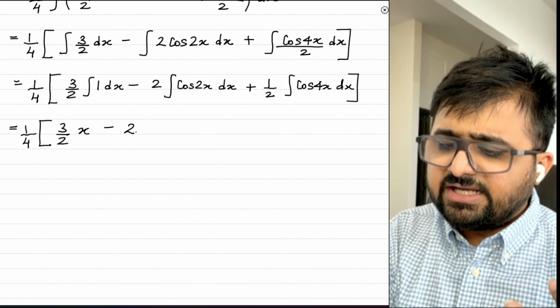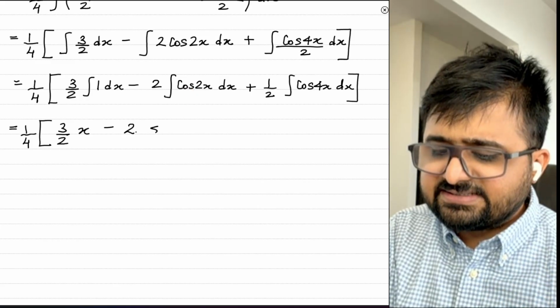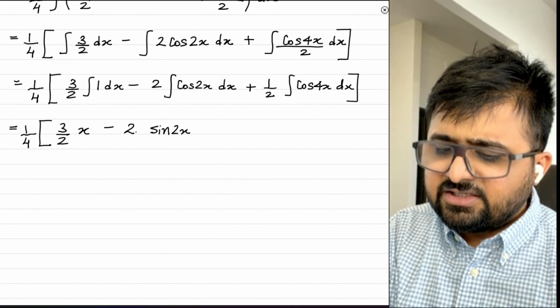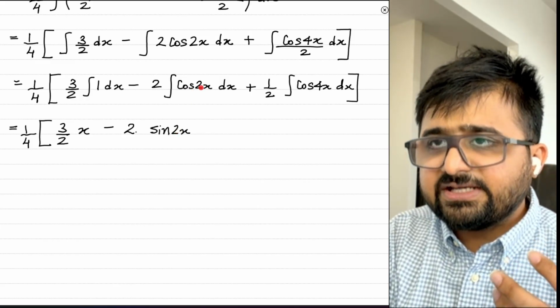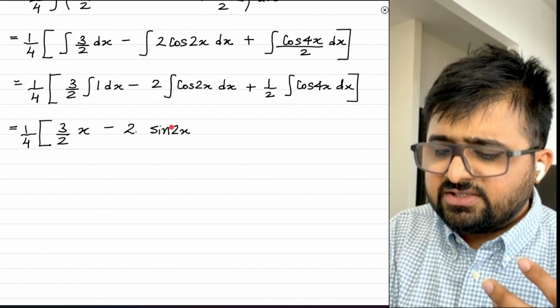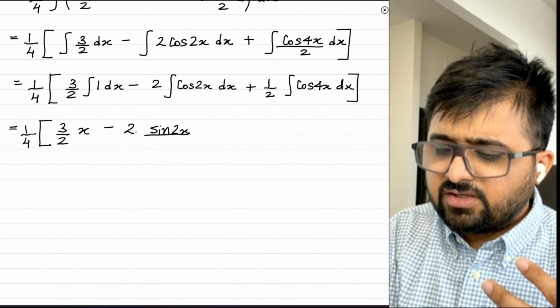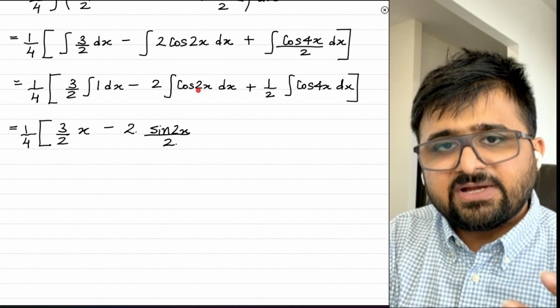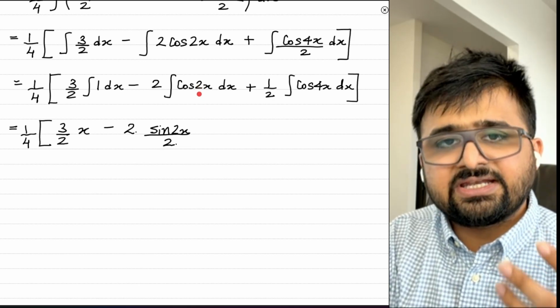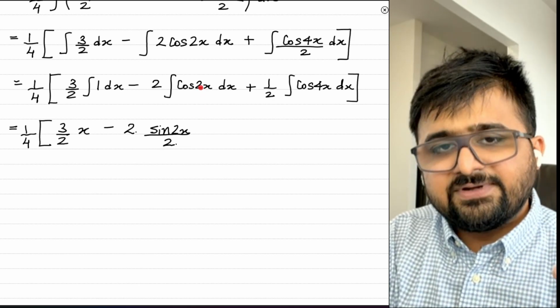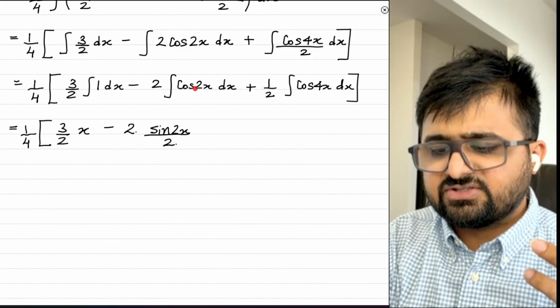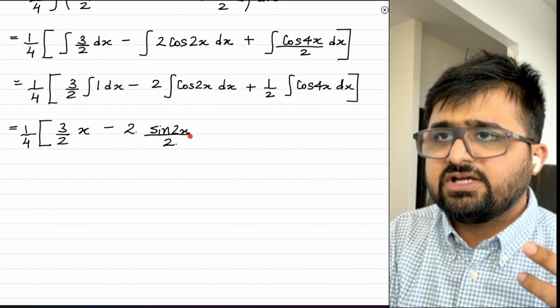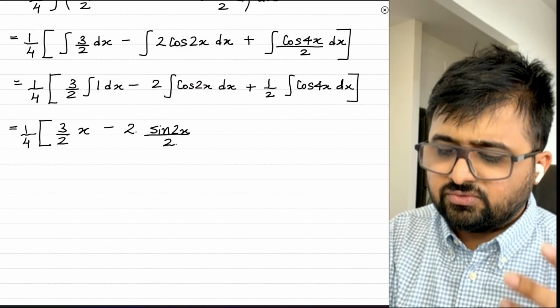Minus 2, integral of cos 2x is sin 2x. Remember, in integral, you have to divide by the coefficient of x. So we divide by 2 over here. In derivative, if there was a term, we multiply by chain rule by the coefficient. In integral, since it's an antiderivative, we divide by the coefficient always. So since the coefficient of x here is 2, after integrating, we just divide it by 2.